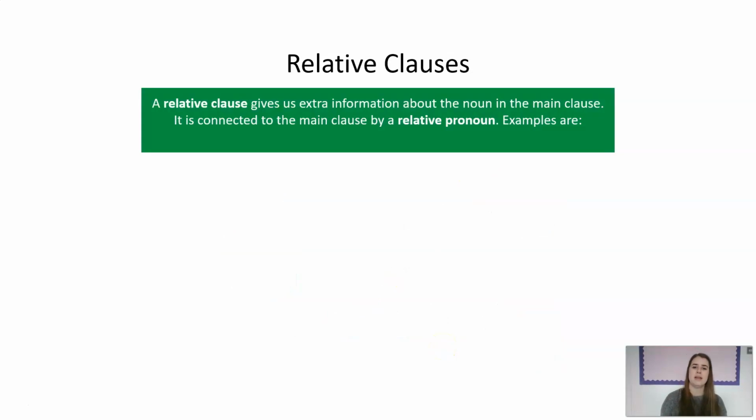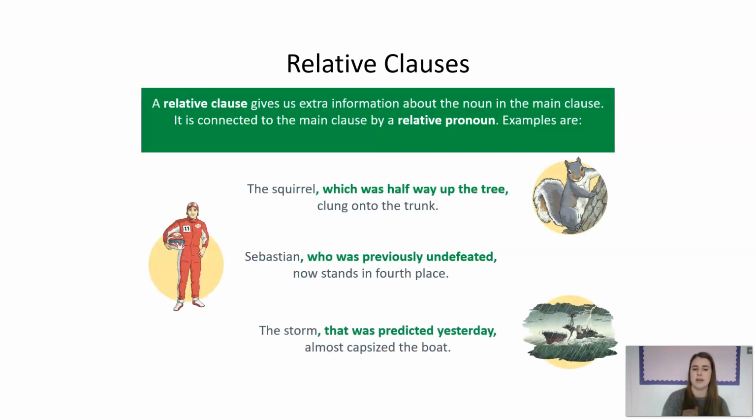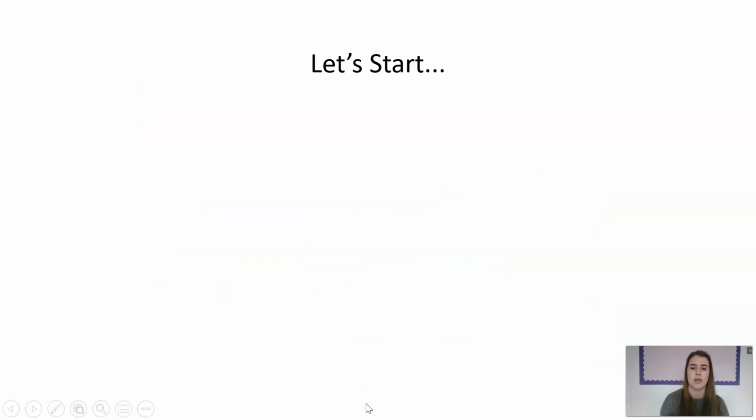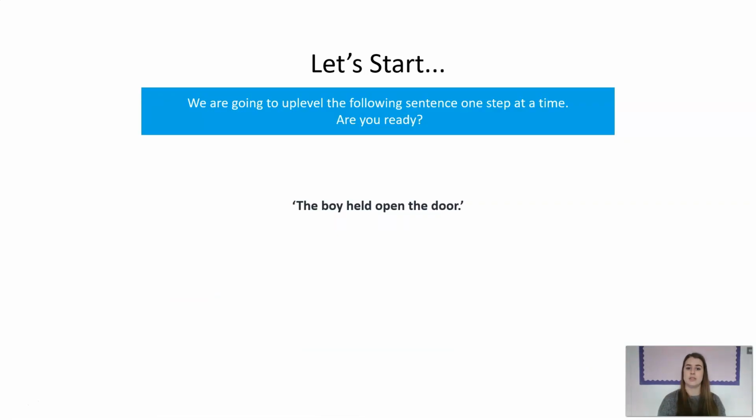And then we've done this with our relative clauses yesterday. It starts with a relative pronoun. So the squirrel, which was halfway up the tree, clung onto the trunk. Sebastian, who was previously undefeated, now stands in 4th place. And the storm, that was predicted yesterday, almost capsized the boat. So you can see the which, who, and that are my relative pronouns, and we've got the relative clause in the middle. Okay, so let's see if you can have a go at doing some sentences using all of those skills. So we're going to up level, or improve this sentence, throughout the entire part we're going to do.